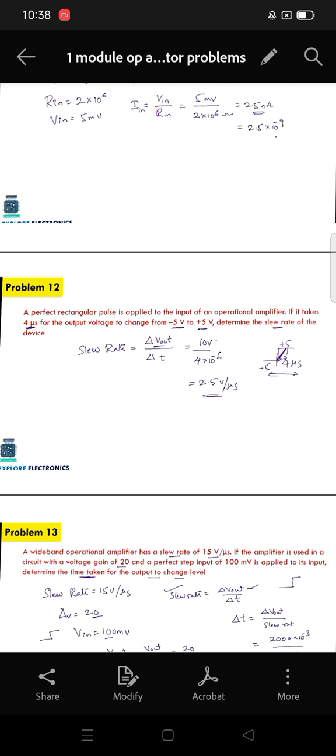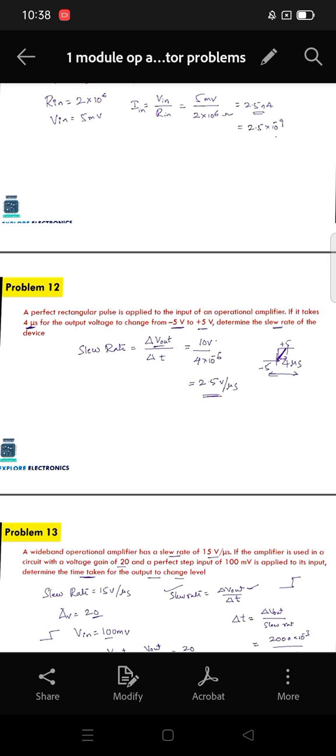A perfect rectangular pulse is applied to the input of an operational amplifier. If it takes 4 microsecond for the output voltage to change from minus 5 volt to plus 5 volt, determine the slew rate of the device. What are all the quantities given? Output voltage changes from -5 to +5 volt, and it takes a time of 4 microsecond. Then we have to find the slew rate.